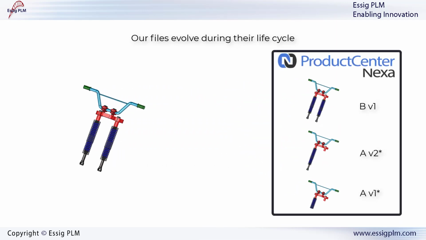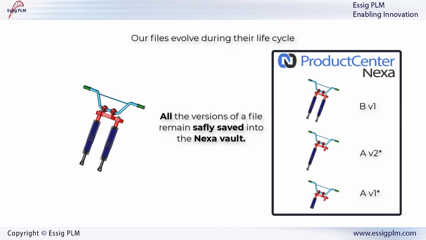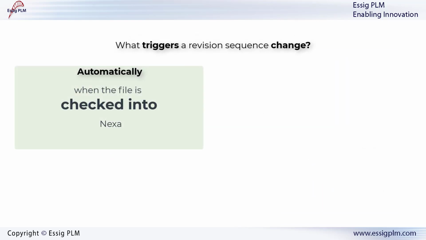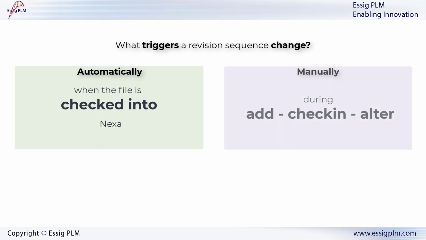Please remember that Nexa keeps all the old versions of a file. The users can access any of these versions with the help of the revision sequence. Nexa automatically updates the revision sequence only at the time of a check-in. We will see later that the revision sequence value can also be changed manually by the users in certain cases.